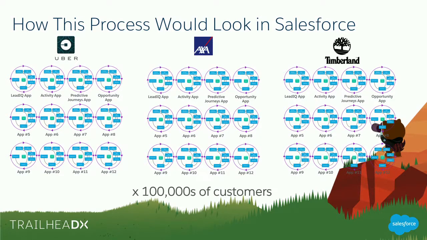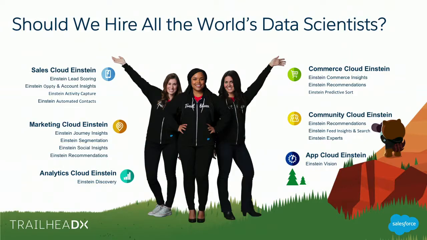You can see an example of 3 customers here, and every one of these circles is an app. We have hundreds of thousands of customers, and there are not enough data scientists in the world to produce all these circles I just showed you. Even if we hired all of them, it would not be enough. So we had to really do something different. We had to rethink how one approaches it.